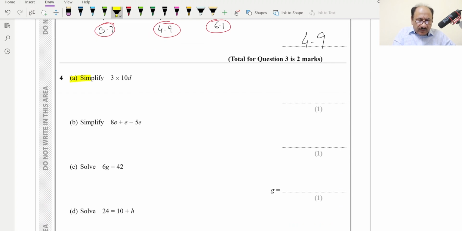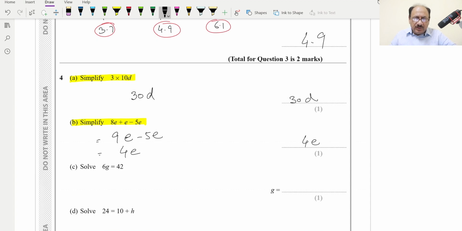Question number 4, A part, simplify this. We will be multiplying 3 into 10, so it will be 30 into D, so 30D will be our answer for this part. B part is saying simplify this. So adding like terms, 8e, 8e and minus 5e. These are basically 8e plus e will be 9e and minus 5e, and then we can subtract, so it will be 4e. So our answer will be 4e.